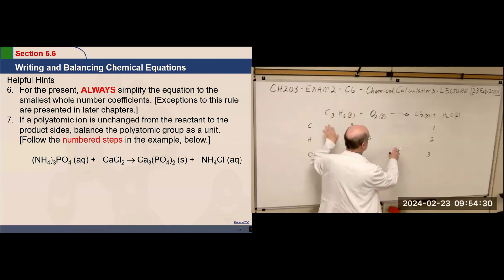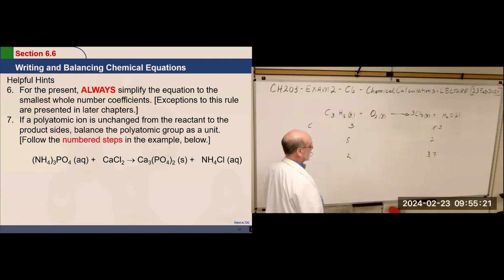So where do you start? Well, with some reactions, you develop an intuition about the most efficient place to start. But if you don't know, if you're just beginning, just start at the top. We need 3 carbons on that side, so we use a coefficient of 3. That changes the oxygens from 3 to 2, 6, 7. Now the carbons are balanced.